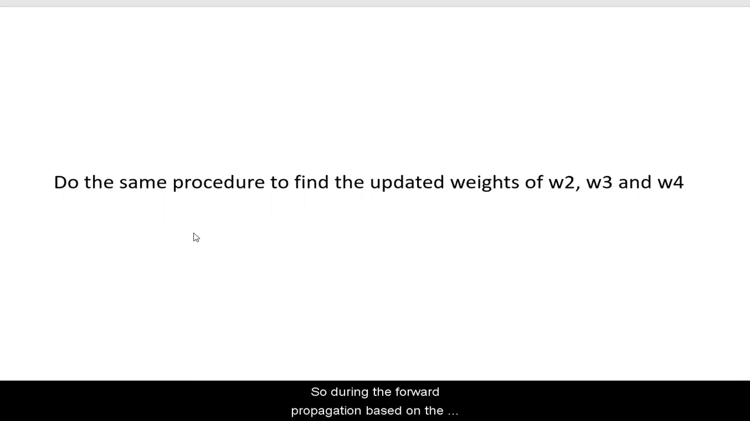So during the forward propagation, based on the algorithm that we have chosen to initialize the weights, in this case we have used a random initialization. So in the first forward propagation, the algorithm will randomly assign weights for each of the layers, and during the backward propagation we adjust these weights and biases.